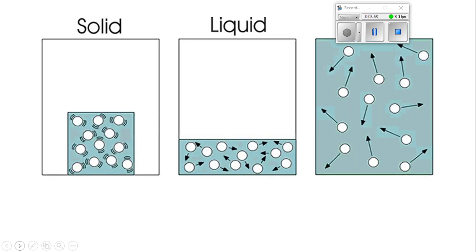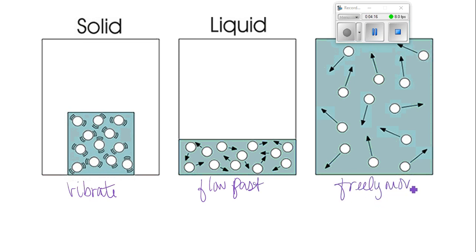Okay, so here I have particle diagrams of a solid, a liquid, and a gas. In my solid, the particles are just vibrating. And here they are able to flow past one another. And here they're able to freely move. So that's the first thing I noticed between the solid, the liquid, and the gas. These have very strong intermolecular forces of attraction, and these definitely have the weakest intermolecular forces of attraction.